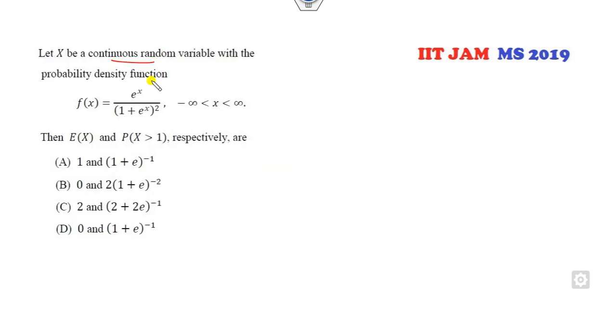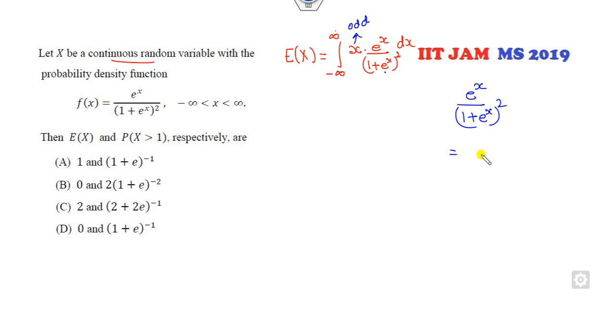Okay, x is a continuous random variable, and we want the expected value of x. Domain is minus infinity to infinity, x e raised to power minus x over 1 plus e raised to power minus x whole square. Now again, minus infinity to infinity, I have to check whether this is odd or even. How can you check even and odd? I can replace x with minus x and see whether they are the same term or not.